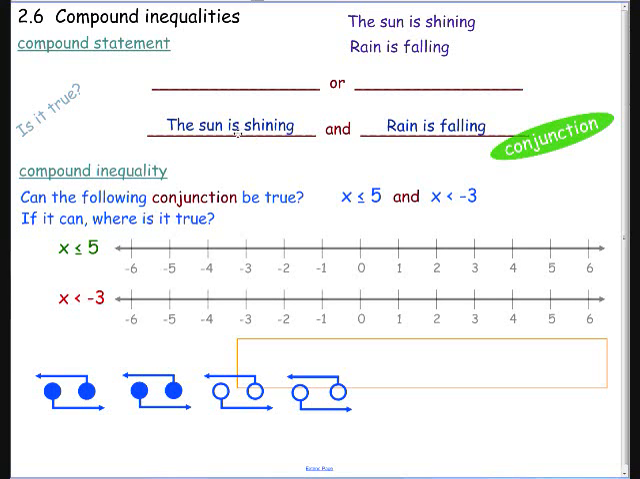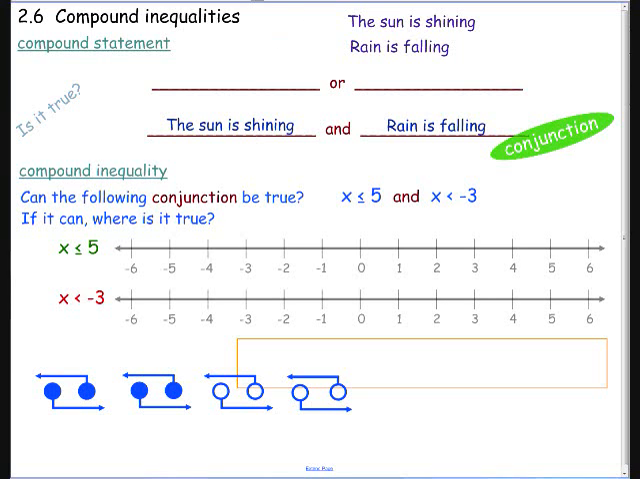It is possible that the sun is shining and at the same time rain is falling. This is called rainbow territory, isn't it? This would be an example of a conjunction. Both of these must be happening for this statement to be true. When we talk about inequalities, we use the same logic.